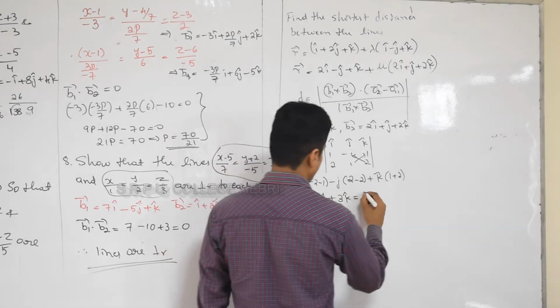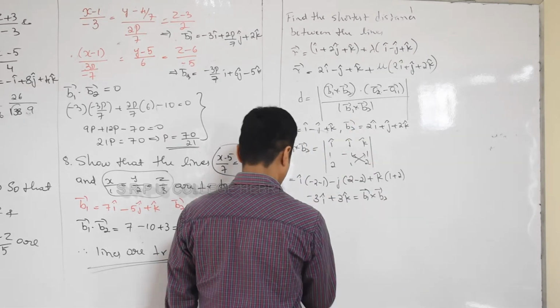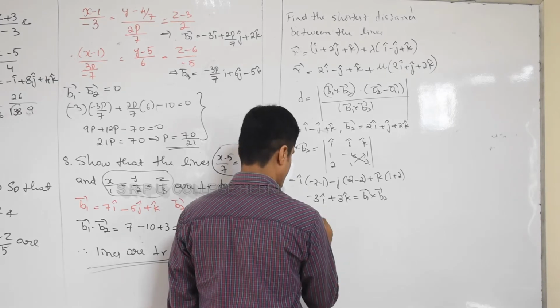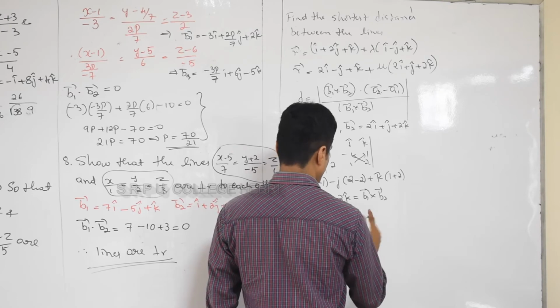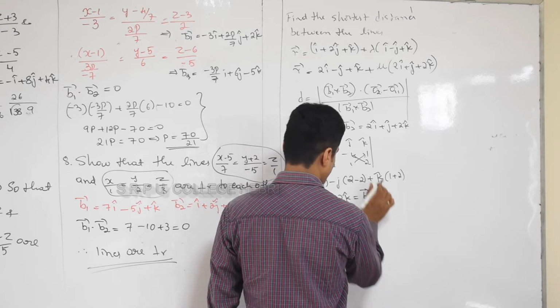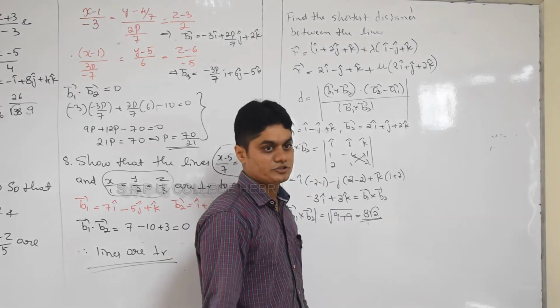So this is vector b1 cross vector b2. Then you need its magnitude, so find it out immediately. The magnitude of b1 cross b2 is the square root of 9 plus 9, that is 2 times 9. So it is 3 root 2. This is the magnitude of b1 cross b2, correct?